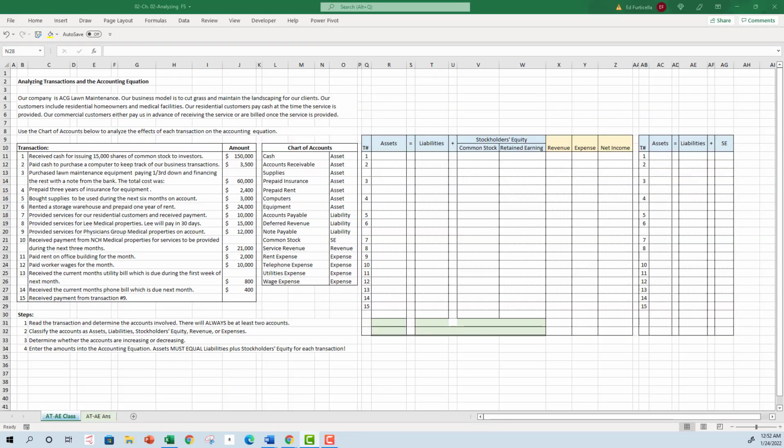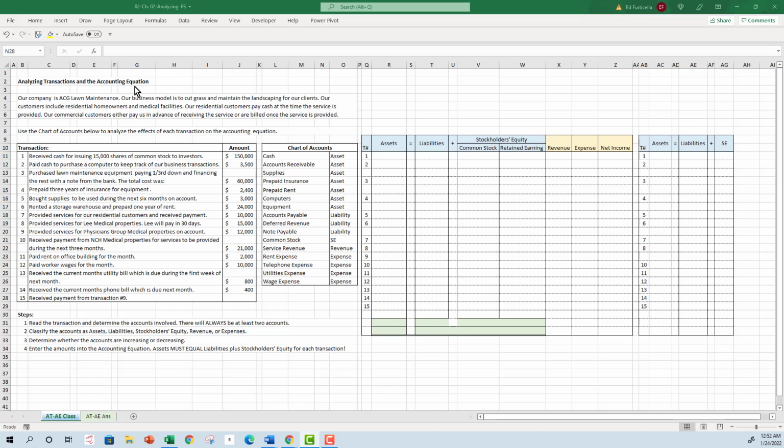Well, we know that businesses record transactions every minute of the day. We also know that the accounting equation is assets equal liabilities plus stockholders' equity. Those transactions affect the accounting equation each time they occur. So let's do a drill where we analyze transactions and talk about the effect they have on the accounting equation.